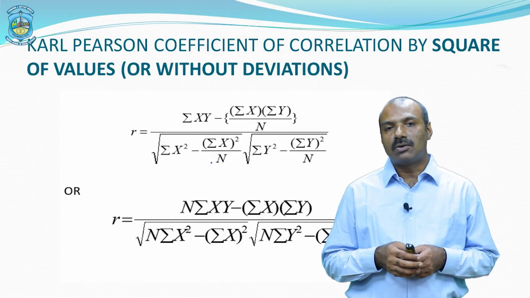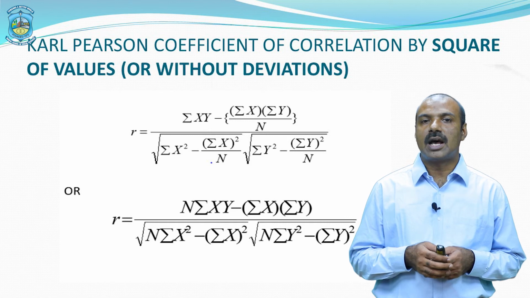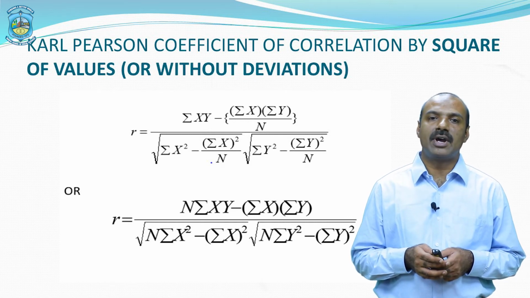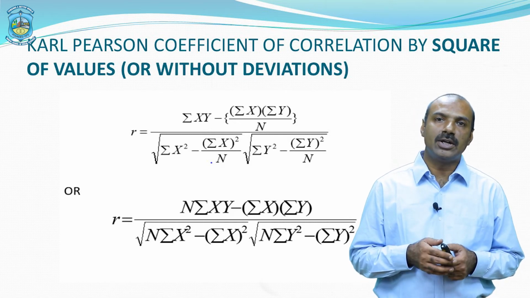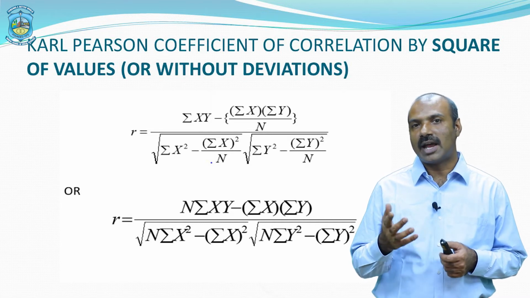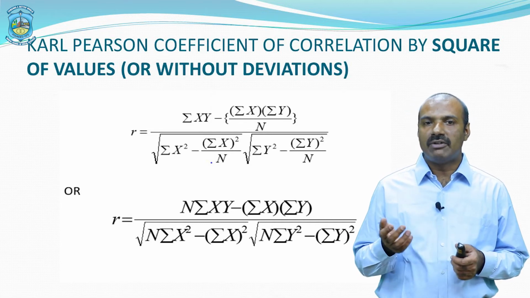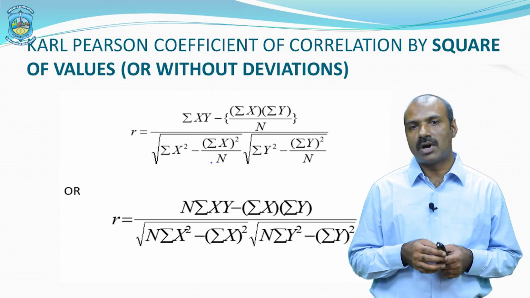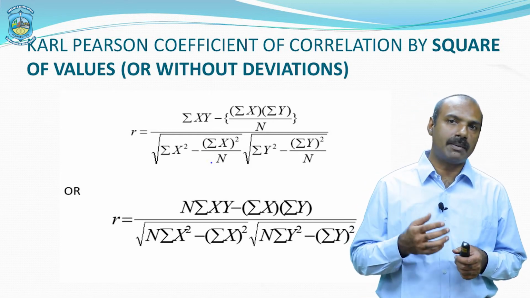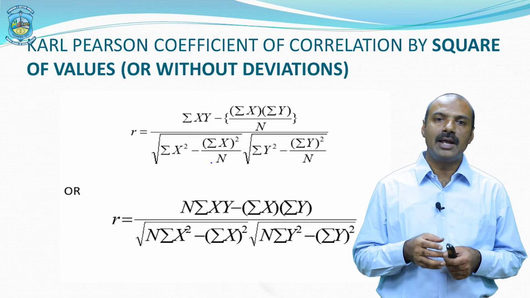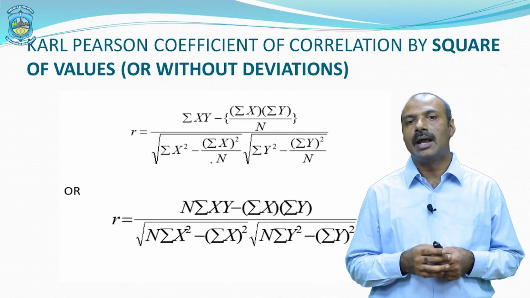The formula for calculating r by this method is r equals summation xy minus summation x into summation y by n, where n is the number of observations, whole divided by under root of summation x square minus summation x whole square by n, multiplied by summation y square minus summation y whole square by n.